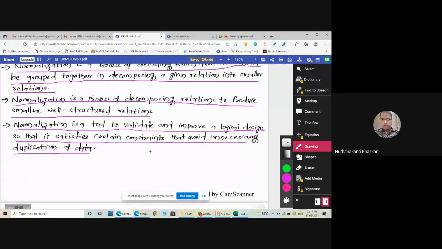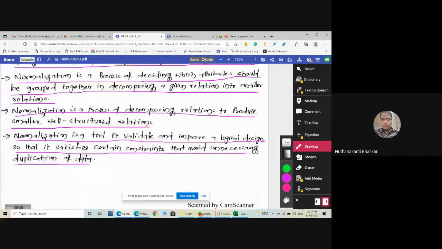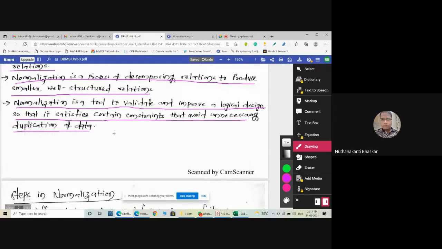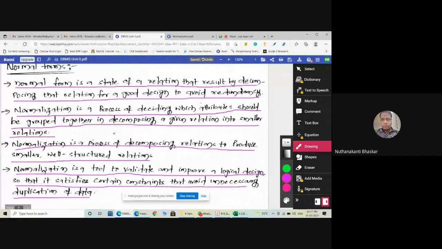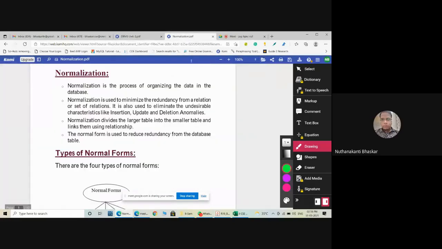That is called redundancy. All of you clear on the different perspectives of normalization? Yes, sir. There is some other way of representation also that I'm going to explain.